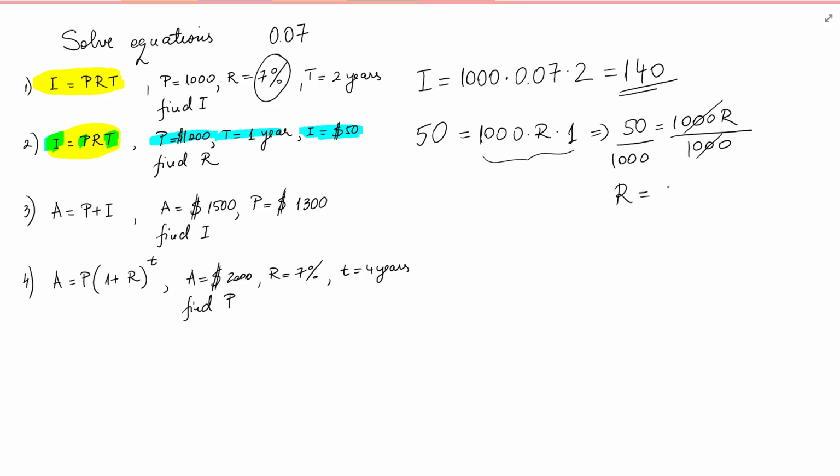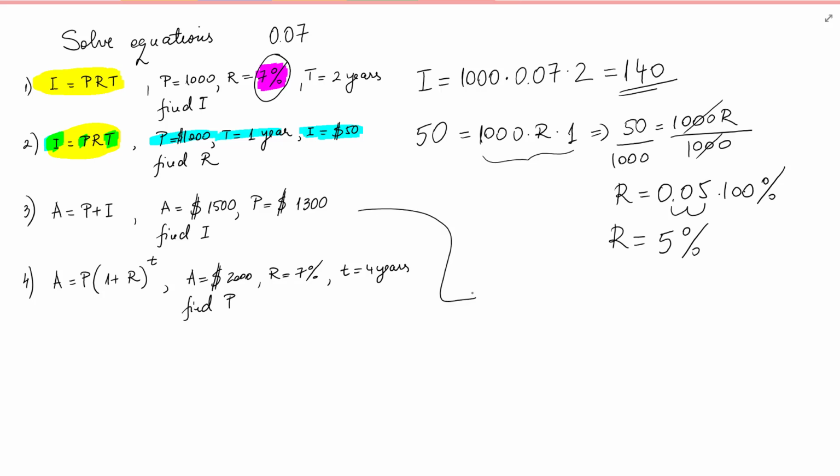If you divide 50 by 1000, or if you move the decimal point 3 places to the left, you are going to get 0.05. But we know that the interest rate, like we had in this problem, is usually given as a percentage. So let's convert this into a percentage by multiplying by 100%. So R equals, move the decimal point 2 places to the right, and we get 5%.